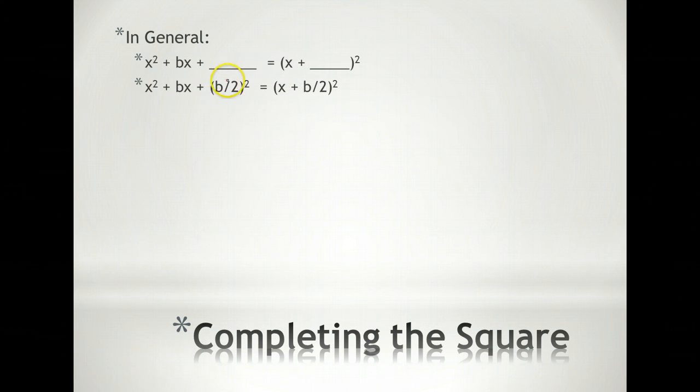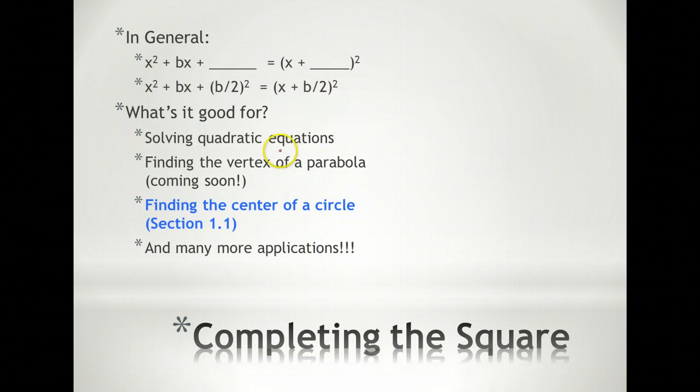Okay, in class we worked on completing the square. We did a discovery activity and we figured out in general that if I have x squared plus bx, if I figure out what would make this a perfect square trinomial, I could factor it in this form. And the perfect square trinomial is when I take half of b and I square it. And then when I factor it, it becomes x plus b over 2 squared. So we're going to use it in section 1.1 on circles. But for this example, we will solve a quadratic equation with it.